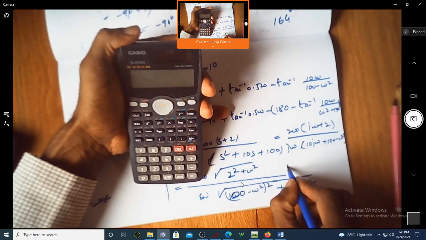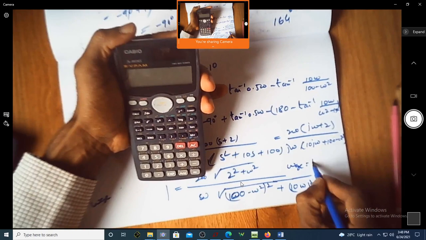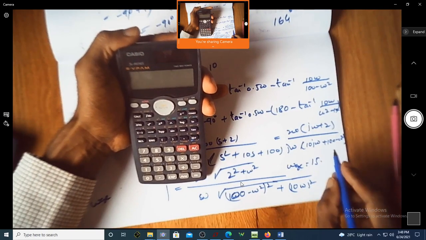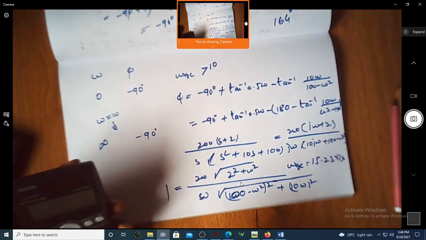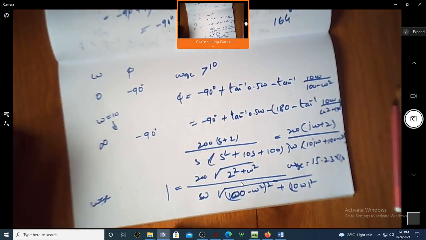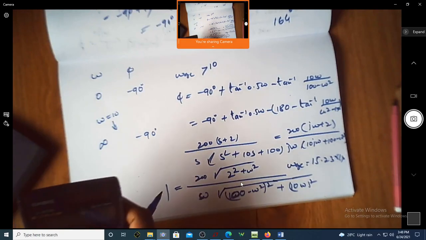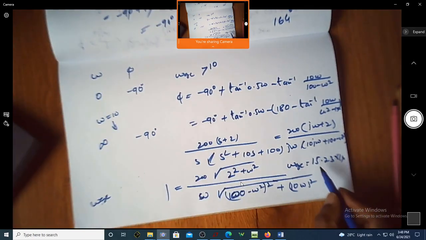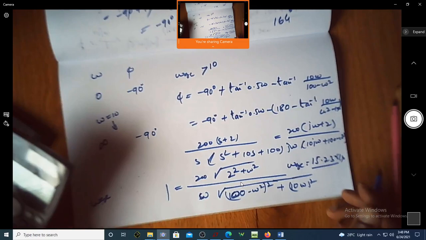Okay, omega GC is how much? 15 point 237, sir. 23 radian per second. Okay, maybe let me just wait for this to come. Okay, cannot solve. What happened to this? Okay, I think most of you might have got this answer. It is 15.23. This is omega GC.